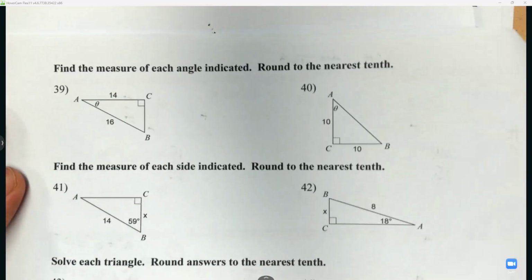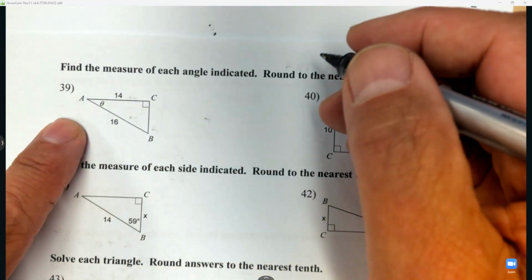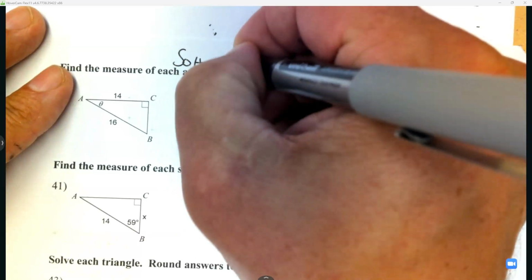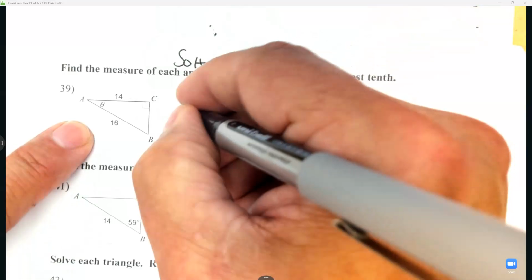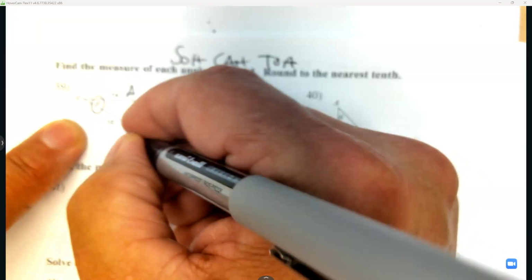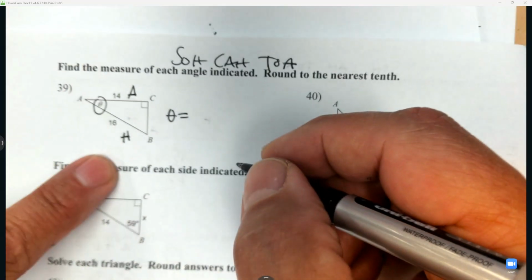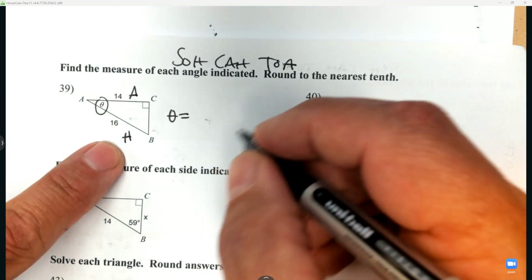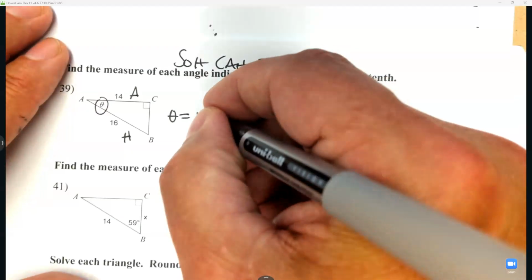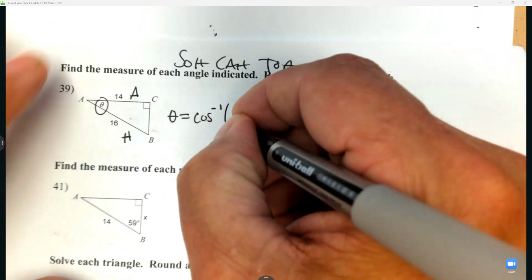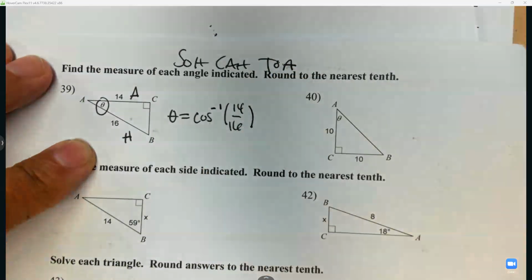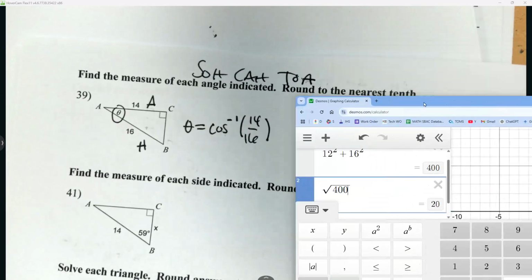Next, can you find missing angles using trigonometry? To find a missing angle using trigonometry, we're going to use sine, cosine, or tangent, just those three. To find this angle, I'm going to circle it and recognize 14 is adjacent and 16 is the hypotenuse. Which one of these is A and H? It's cosine. To find a missing angle, we do the inverse, and then the ratio goes inside that inverse. Then I use either Desmos or your calculator to solve it.